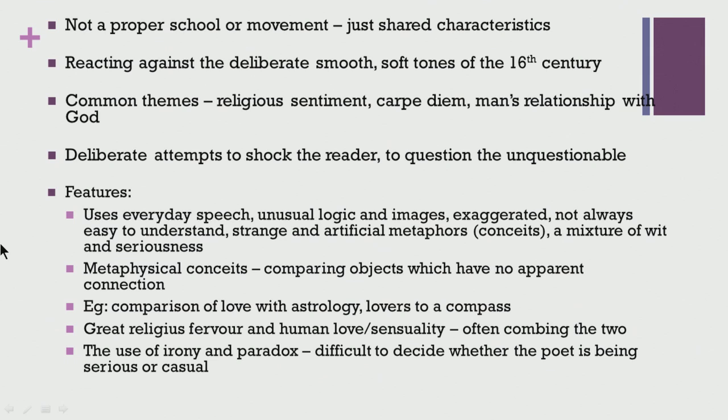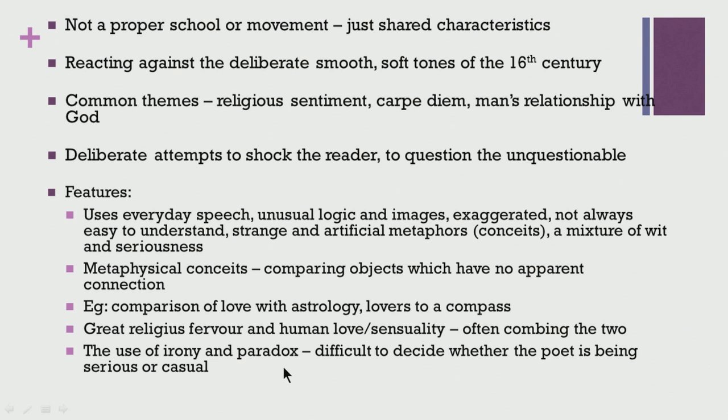We find them using a particular kind of thing known as conceit, which were strange and artificial metaphors. In fact, metaphysical conceit is the most defining feature of metaphysical poetry. There is also a mixture of wit and seriousness built into these poems. And metaphysical conceit is nothing but the comparison of objects which have no particular obvious connection. For example, this is a poem which compares love with astrology, and also another poem which compares lovers to a compass. So, in that sense, there are a lot of these unconventional and innovative kinds of images which are being built into poetry.